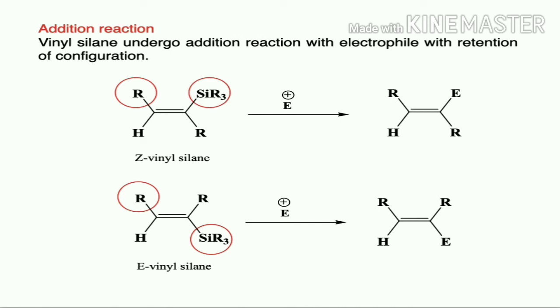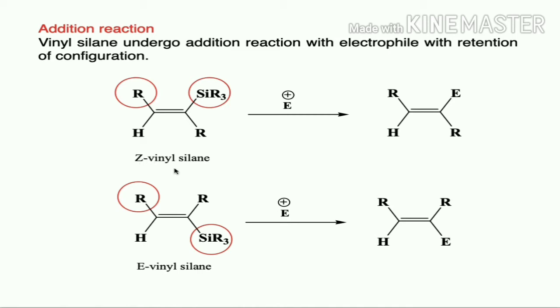So if we take vinyl silane, they undergo addition reaction with electrophile with retention of configuration. Means here if we take vinyl silane, the two groups are on the same side, so it is Z vinyl silane. If it is treated with electrophile, then it is going to form the addition product with retention of configuration. Means electrophile will add to the position where that silane is present. So it is going to undergo with retention of configuration.